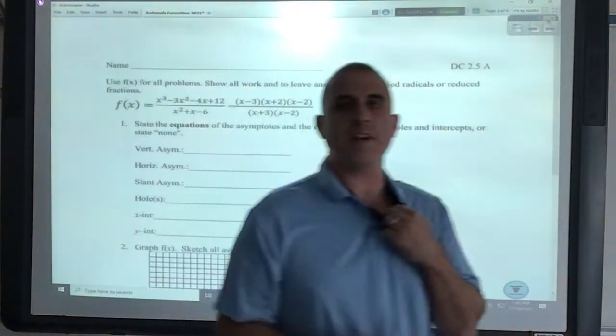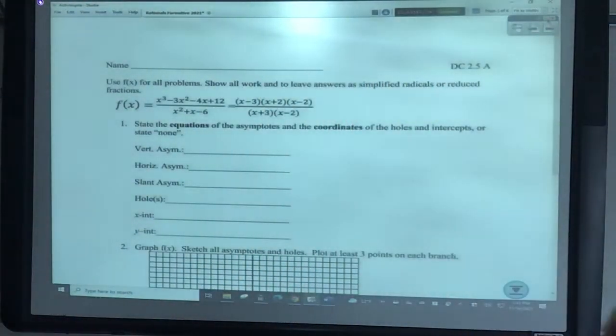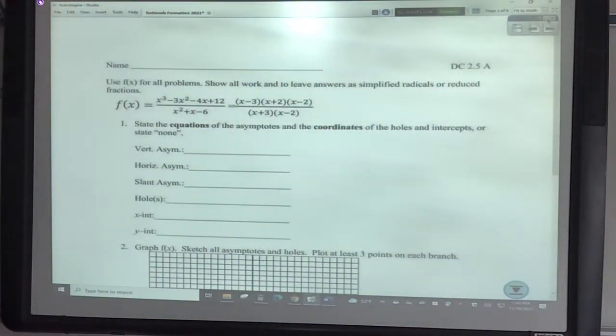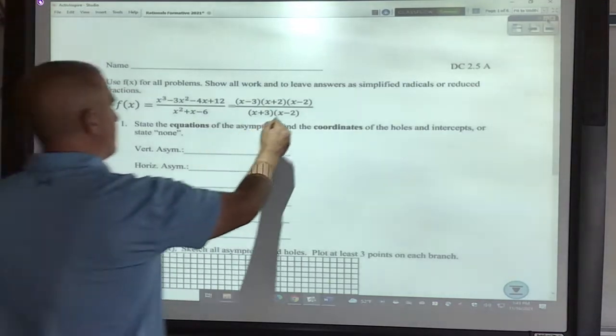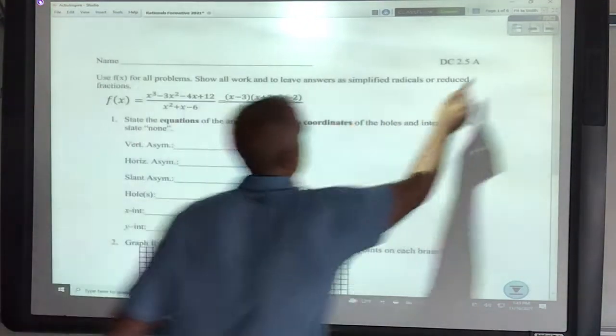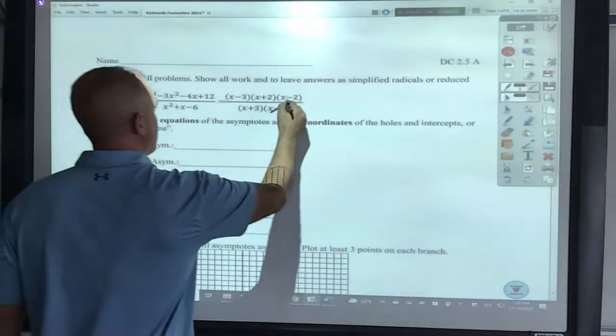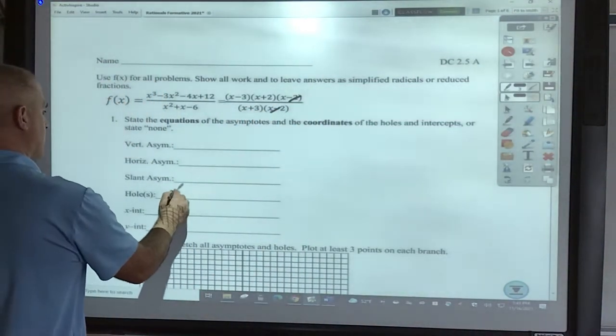Okay, this is going to be a video on the rationals graphs. It's a sample test. This one here has been factored for us. So what I got here is this would eliminate this x minus 2, which means that hole is at x equals 2.